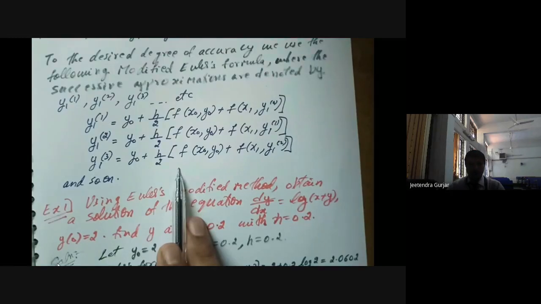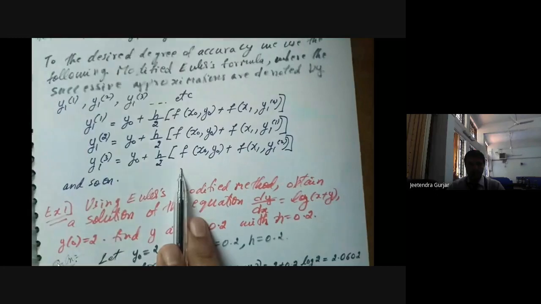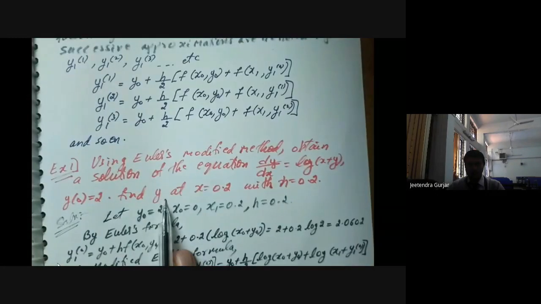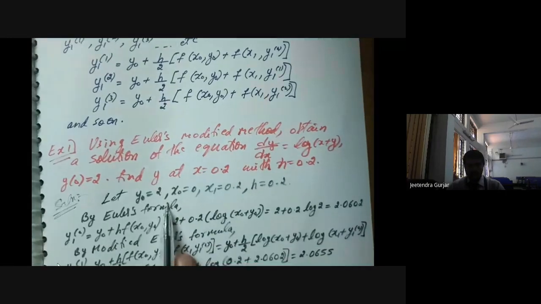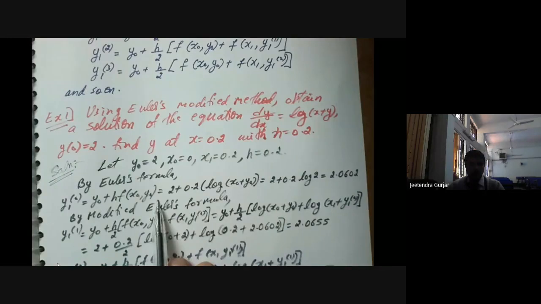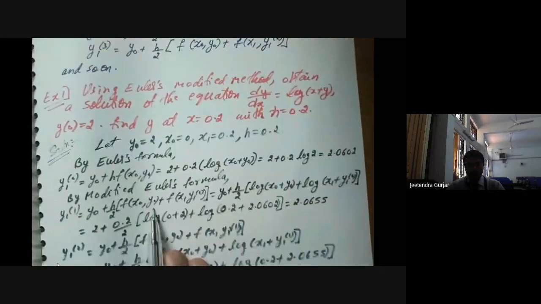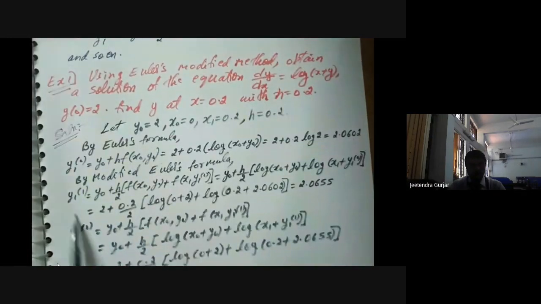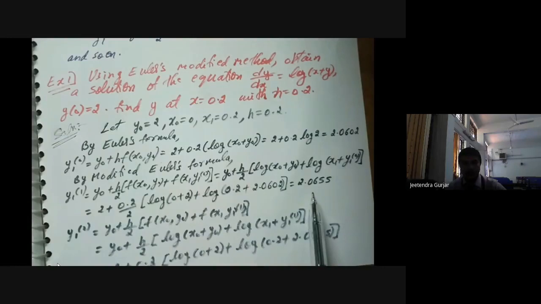By using this formula, we'll simplify the first example, that is using Euler's modified method, obtain the solution of the equation dy by dx is equal to log of x plus y and y0 is equal to 2. So these are terms given. We'll take y0 is equal to 2, x0 is equal to 0, x1 is equal to 0.2, h is equal to 0.2. These are all given. So using the Euler's formula, y1 raised to 0, that is the initial, we get 2.0602. So in modified Euler's method, by substituting the value, we get y1 raised to 1 is equal to 2.0655. So every time, students, we are getting accurate answers or successive approximations.